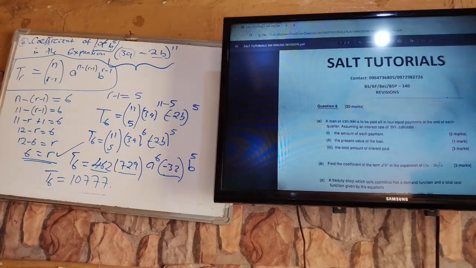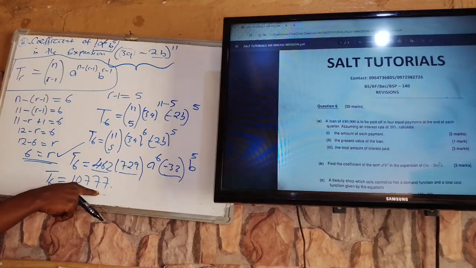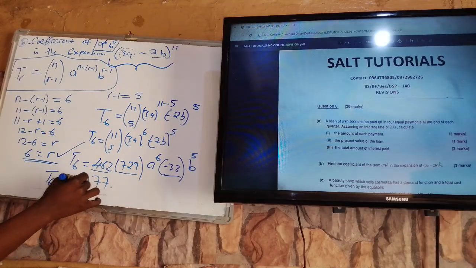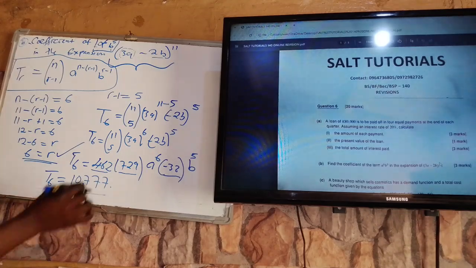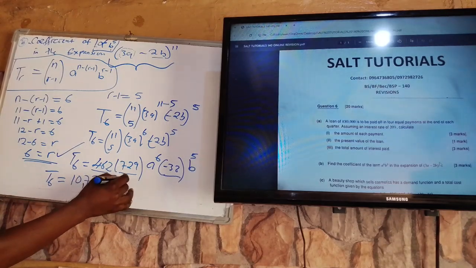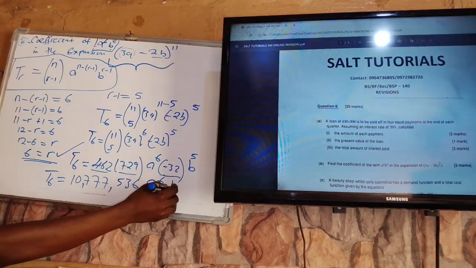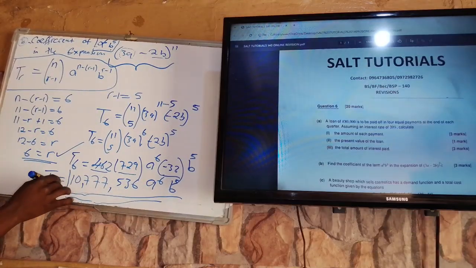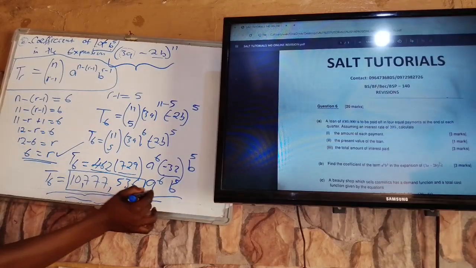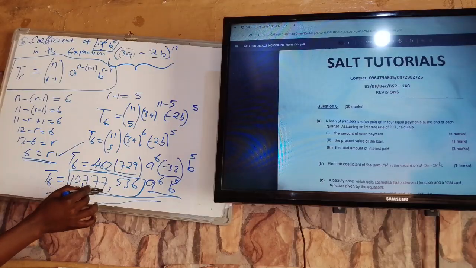Am I correct? Yeah. So I'm going to have 10,777,536, and then we have a power 6 and b power 5. That's the value, implying that the coefficient is this number attached to a power 6, b power 5. It is this number we are going to have here.